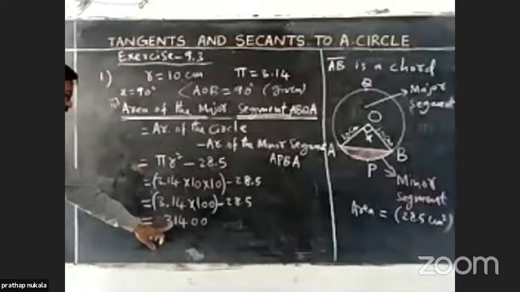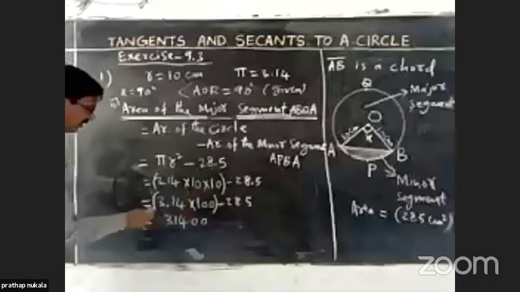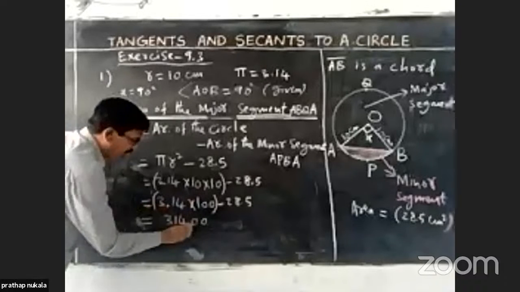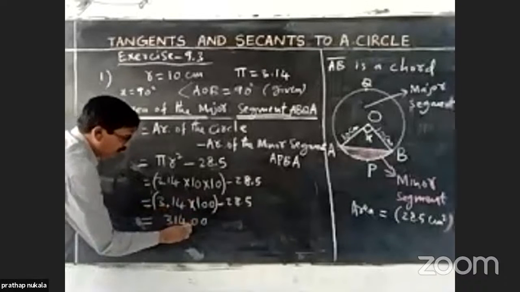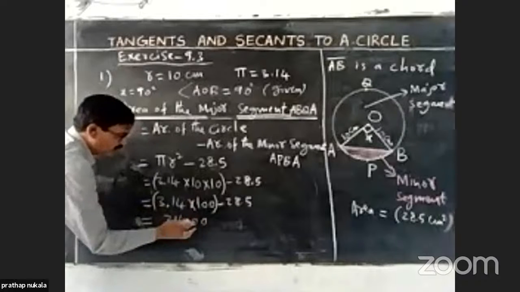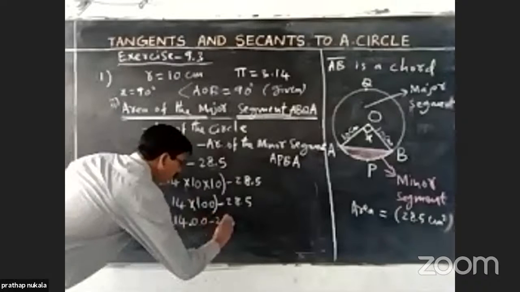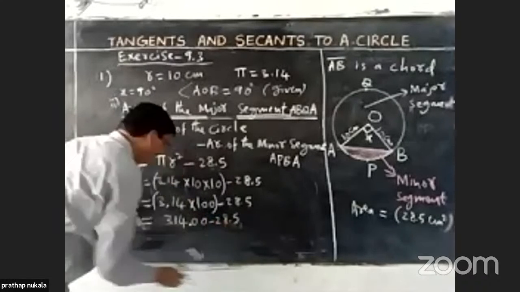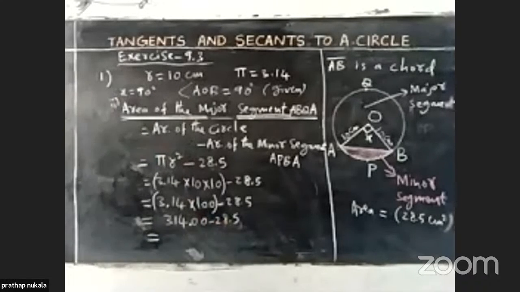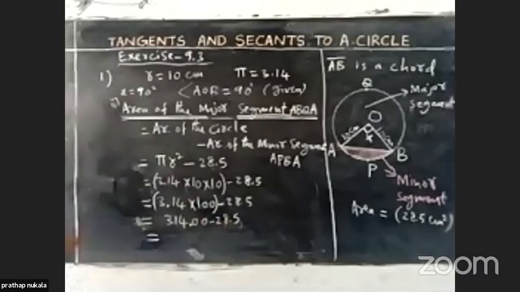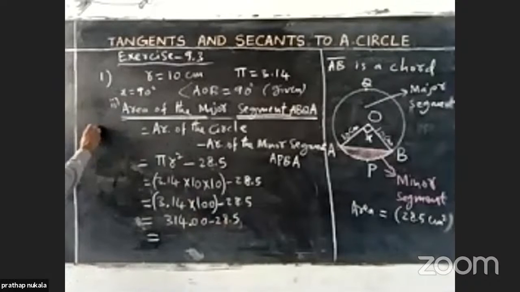Okay, 31,400. But there are two decimal places here. That's why we are putting the decimal point before two places, from right to left. Okay, minus 28.5. 314 minus 28.5. Okay. Subtract 28.5 from 314.